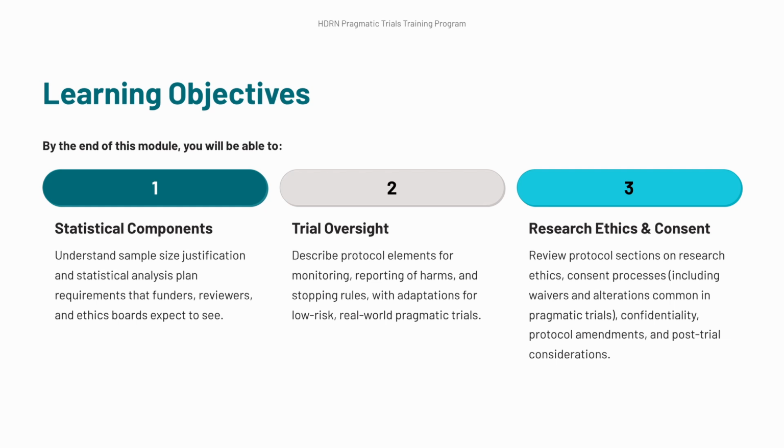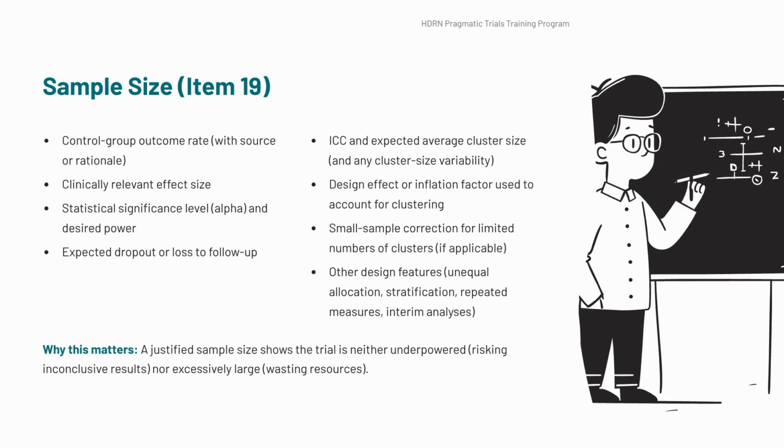This module covers the statistical components, including sample size and what a credible statistical analysis plan looks like. Then we move to trial oversight, like monitoring, interim analyses, reporting of harms, and stopping guidelines, with a pragmatic lens for low-risk real-world trials. Finally, we wrap up with ethics, consent, including waivers or alterations, confidentiality, protocol amendments, and post-trial considerations.